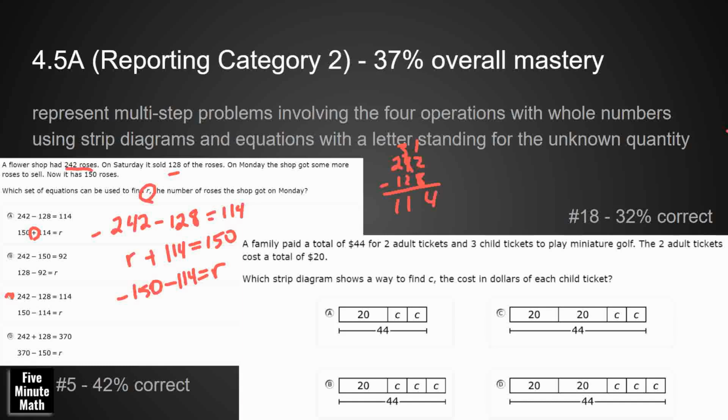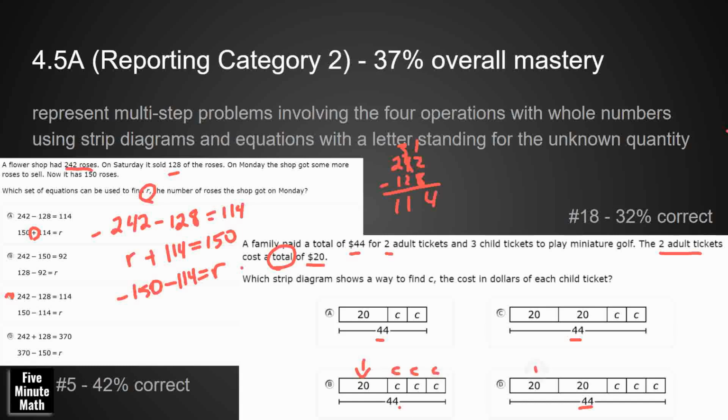Look at this. Paid $44, okay, and all of these are totals of 44, so that's not going to help us. Two adult tickets and three child tickets. Two adult tickets cost a total of 20, okay? So there's only 120. And then you get three child tickets, you want to find that. So I've got my three child tickets, one, two, three right there.